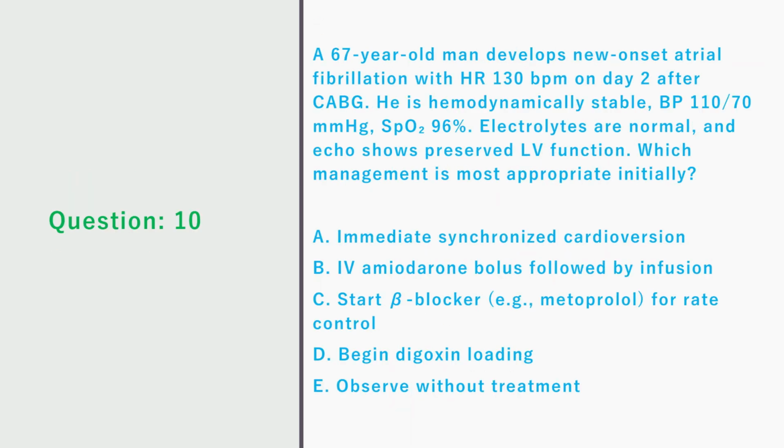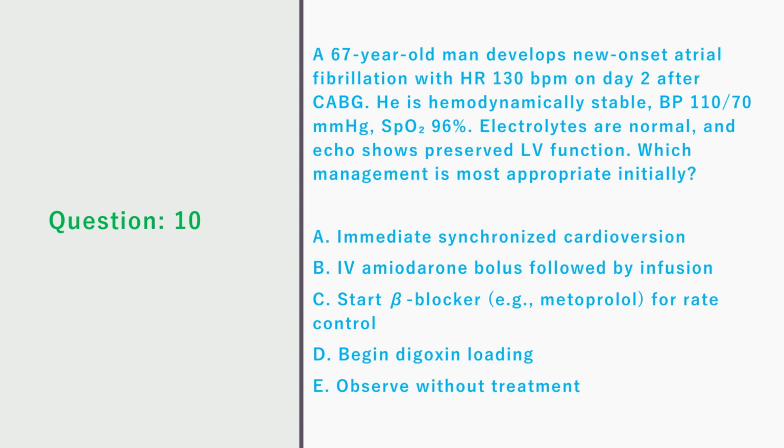Question 10. A 67-year-old man develops new-onset atrial fibrillation with heart rate 130 per minute on day 2 after CABG. He is hemodynamically stable, BP 110/70 mmHg, saturation 96%. Electrolytes are normal, and echo shows preserved LV function. Which management is most appropriate initially?